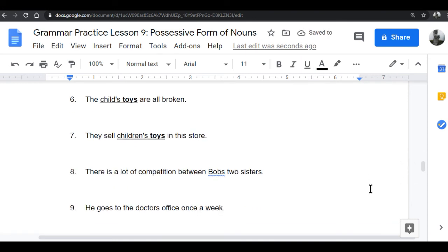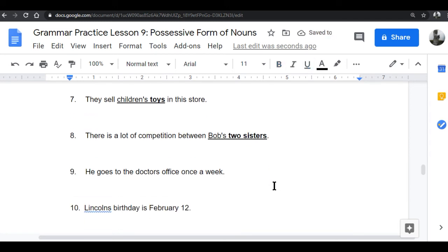8. There is a lot of competition between Bob's two sisters. Bob's two sisters, huh? There is what? A lot of competition. Bob has 2 sisters, so Bob's 2 sisters. Thank you, my precious assistant. Bob's 2 sisters. 9. He goes to the doctor's office once a week. Where does he go? To the doctor's office. Apostrophe comes here. The office of the doctor. The doctor has an office. The doctor's office. Once a week. That's where he goes.